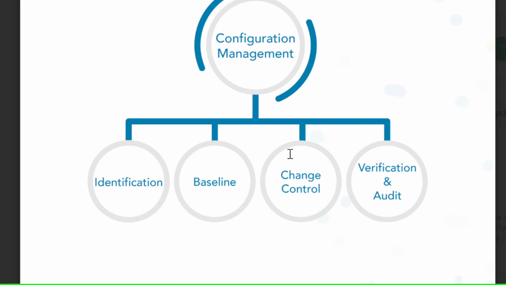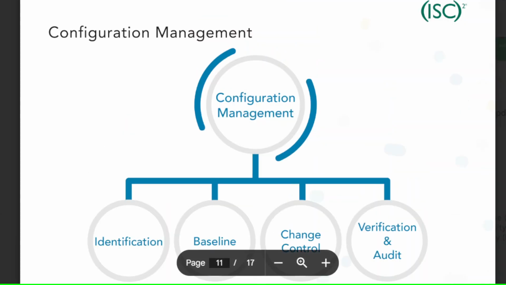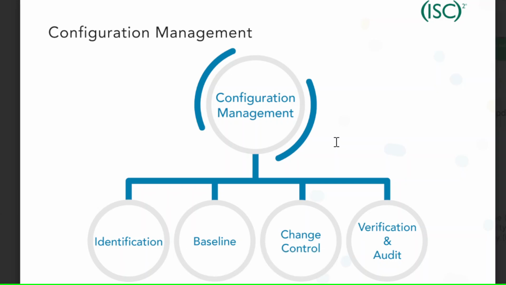And coming to configuration management, it consists of 4 stages. One will be the identification stage, second will be the baseline, third will be the change control, fourth will be the verification and the audit. Under the identification stage, what type of things they need to change or modify, or what type of configuration mismatches exist, will be identified. Then baseline, they define their own baselines. Then the change control, and next the verification and the audit.